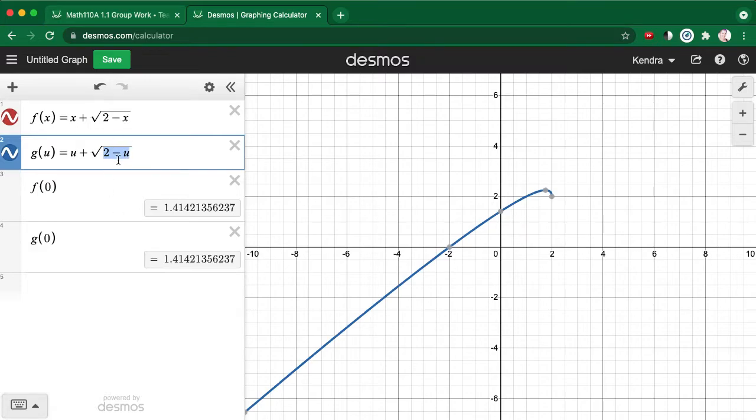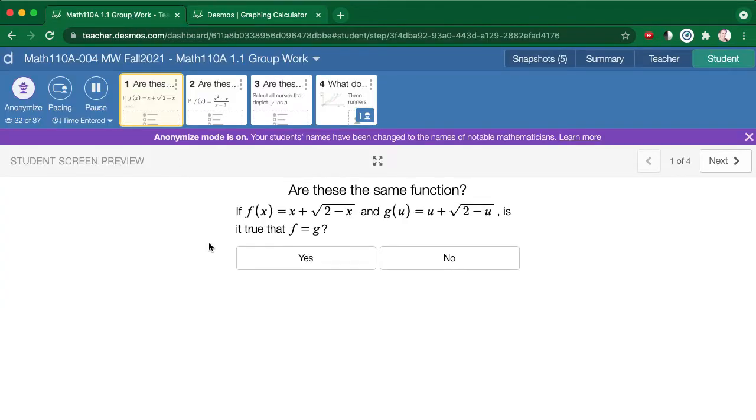So whether I call it x or call it u doesn't matter. That's just a dummy name for what I am calling the input to this function. And both of them have the same instructions for what you do to the input in order to get to the output. So yes, they are the same function.